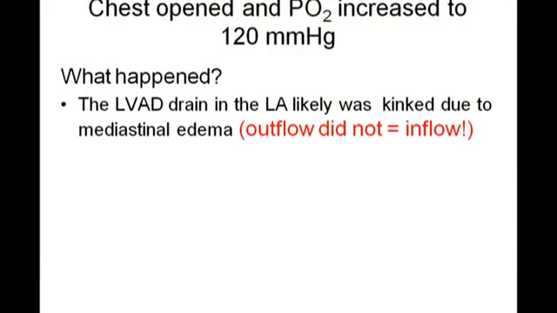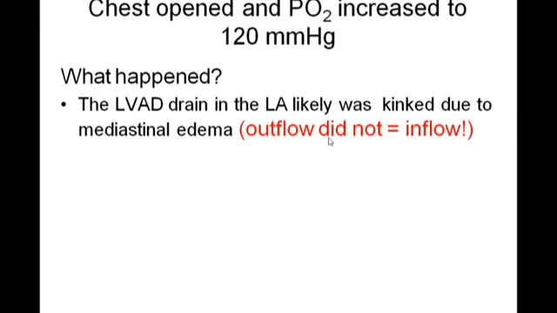The LVAD drains, so in this situation you have both. So you have a right heart pumping blood into the lungs, but you drain it from the left heart, from the left atrium, and then put it back in the aorta. So that drain from the pulmonary venous system was probably kinked due to probably the mediastinal edema. When they opened the chest, they unkinked it, and now it wasn't a problem.